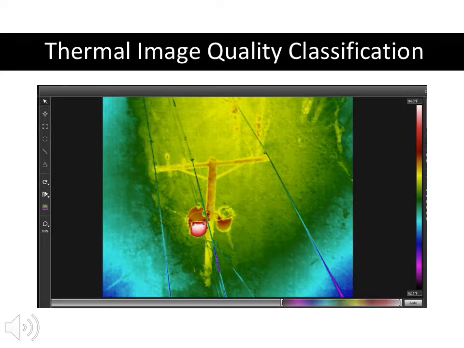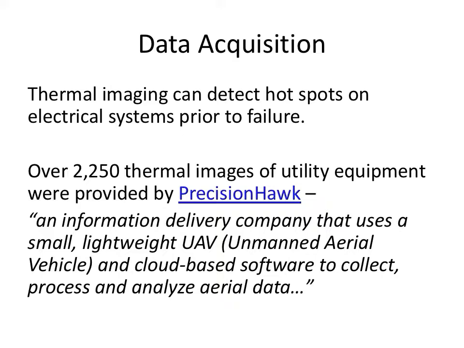Okay. Again, my name is Michael Levis, and I'm going to be discussing classification of thermal images, specifically of power lines, utility poles, and their equipment. Thermal imaging can detect hotspots on electrical systems prior to their failure. And so I was provided over 2,250 thermal images of utility equipment by Precision Hawk, and they specialize in acquiring thermal images with drones.